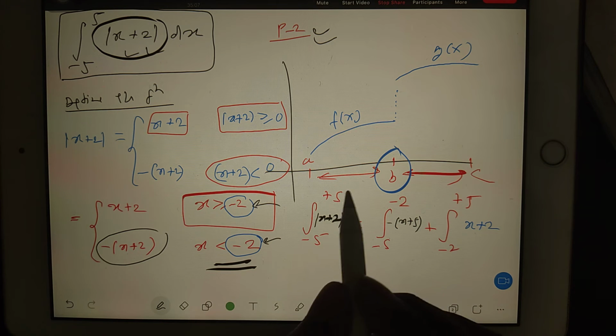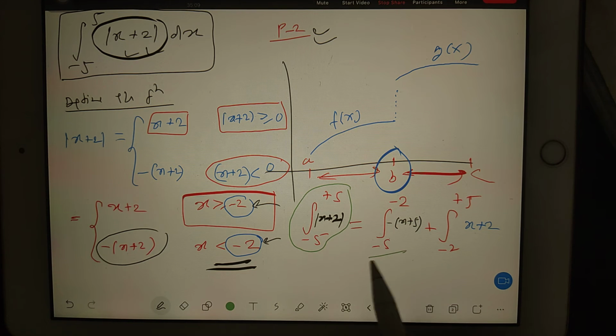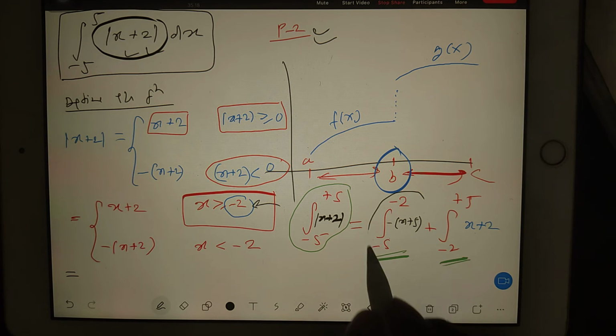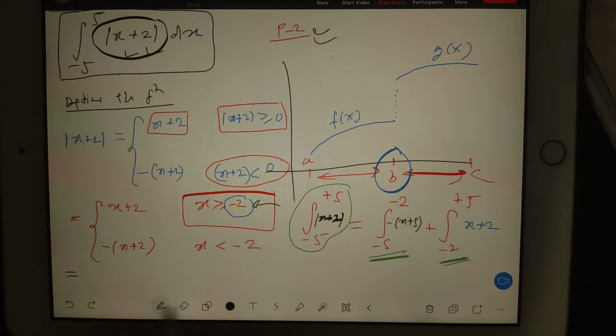It means what? Now you will not solve this as one. Now you will solve this part separately and this part separately. But how will you solve them? To solve them, you will use your basic concept of integration. First you solve this one. How will you solve that one? Already the minus sign is there, leave that minus sign outside. You integrate, so it will become x square by 2 plus 2x, and the limit is given minus 5 to minus 2.